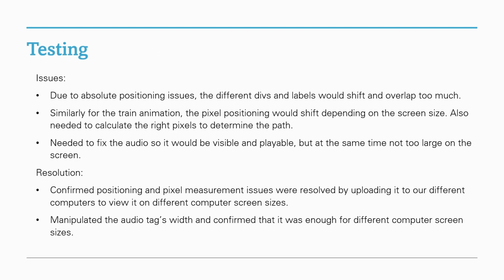For the testing, we had some issues with positioning due to the different divs and labels needing to use absolute positioning. We had many cases where they would shift and overlap too much depending on the screen size. Also, for the train animation, the pixel positioning would shift depending on the screen size, and we also needed to calculate the right amount of pixels so that it would be able to travel along the bends within each line. We also needed to fix the audio so it would be visible and playable on whichever screen it is, but at the same time not be too large and take up a giant portion of the screen.